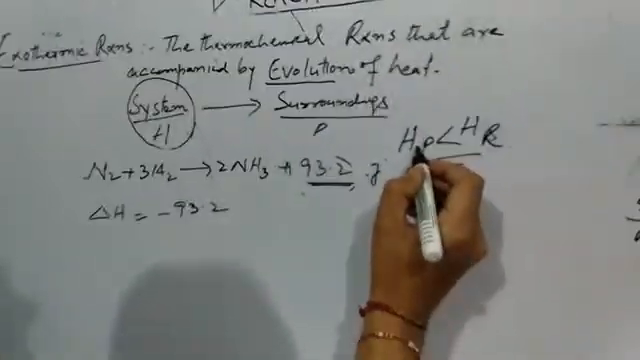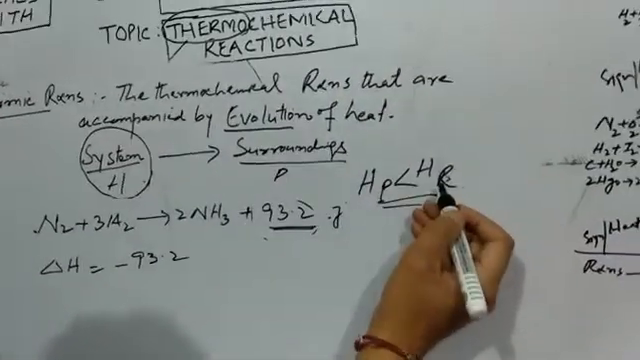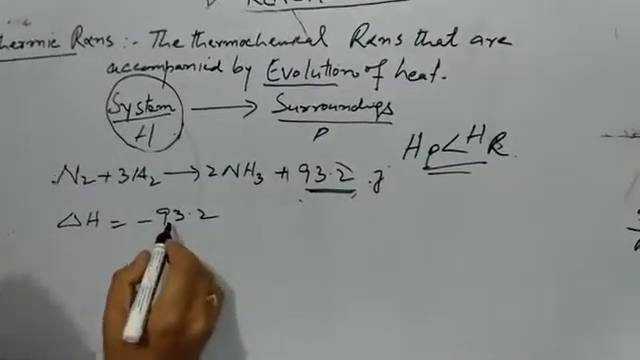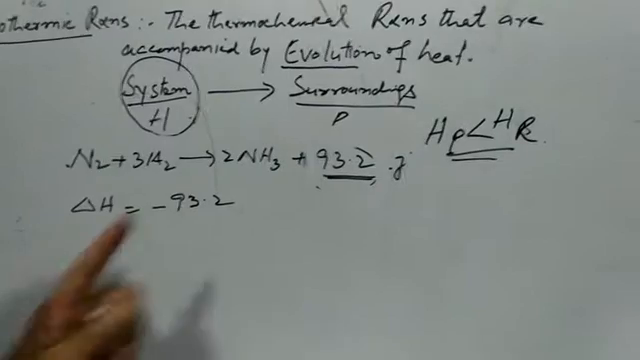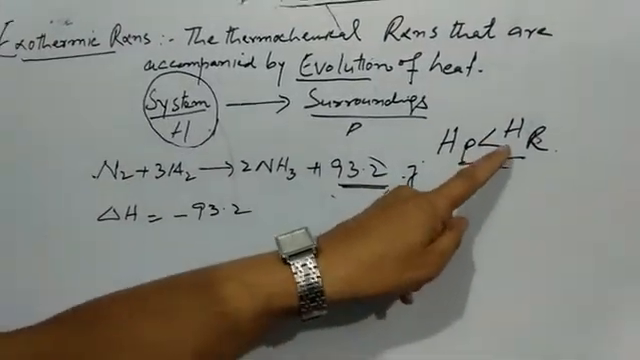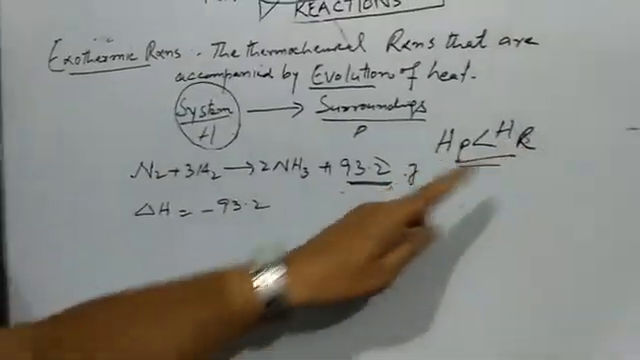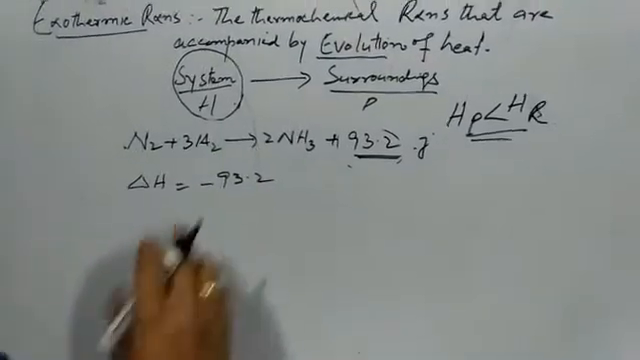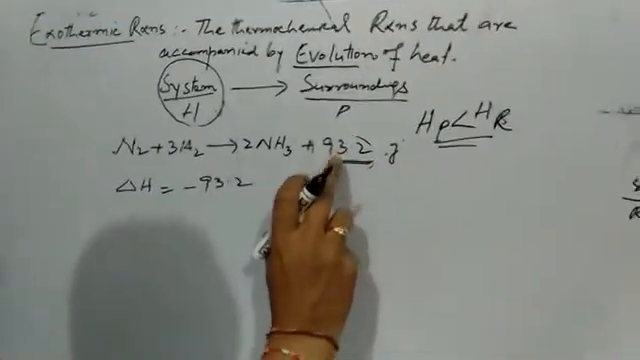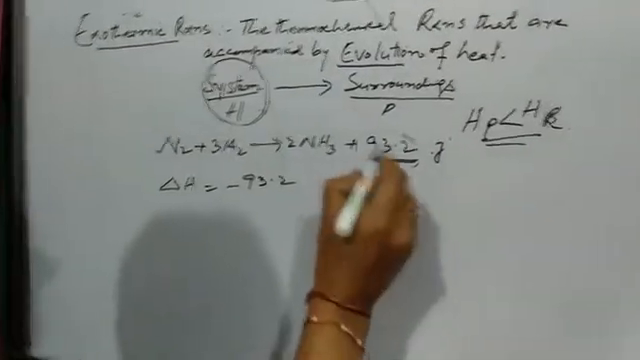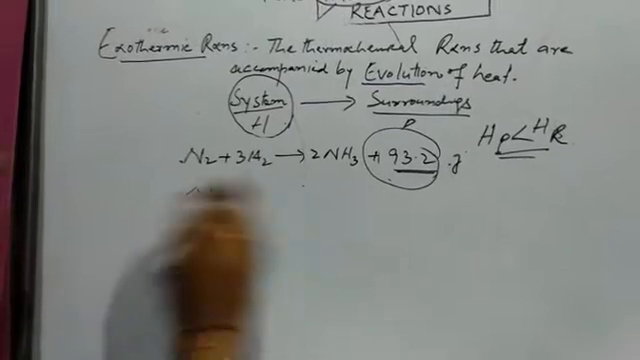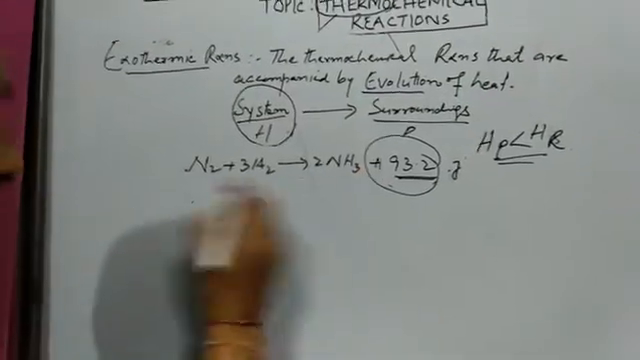Now, heat of products is always less than that of reactants. Only then delta H can be negative. Please remember that heat of products should be less than that of reactants. Only then delta H will be negative. So the sign given to heat evolved is positive, but delta H is always negative. We can rewrite this reaction in terms of delta H like this.